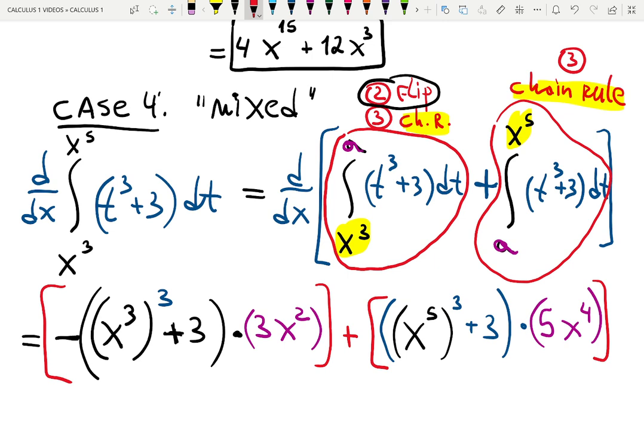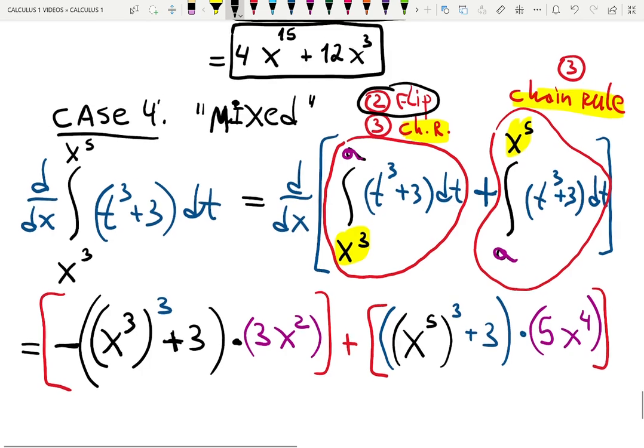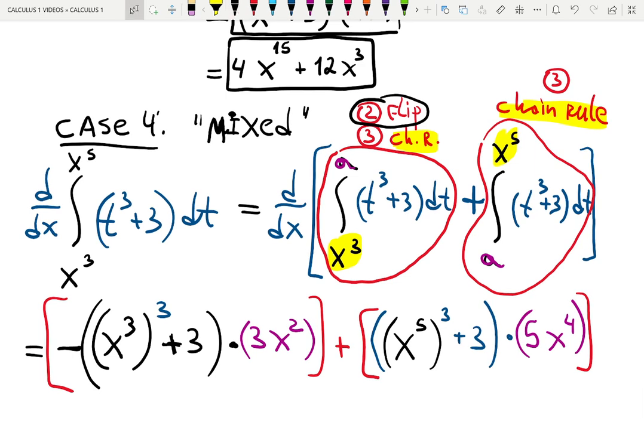Maybe you need to stare at it for a couple of minutes to comprehend what I just did here. And then you practice homework problems and you become very good at all of those 4 cases.